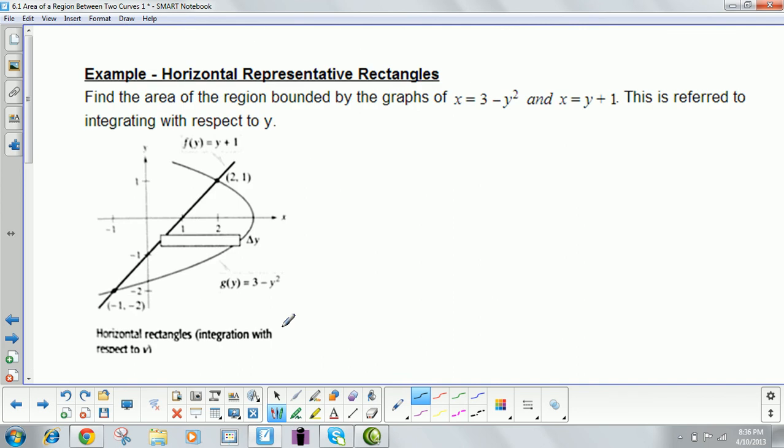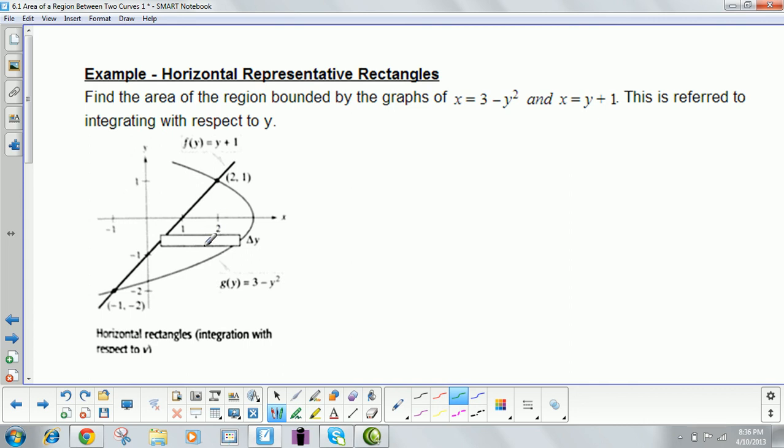This one says to find the area of the region bounded by the graphs. They give you two graphs, and this is referred to as integrating with respect to y. Now, let me go over a few things. This is integrated with respect to y for two reasons.